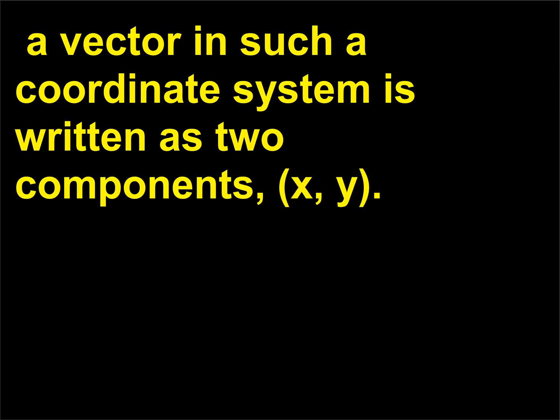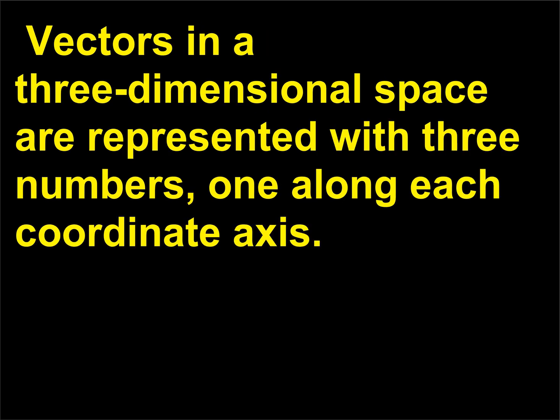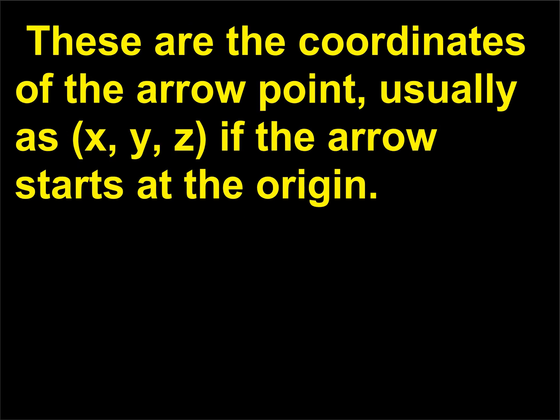A vector in such a coordinate system is written as two components, x, y. Vectors in a three-dimensional space are represented with 3 numbers, one along each coordinate axis. These are the coordinates of the arrow point, usually as x, y, z, if the arrow starts at the origin.